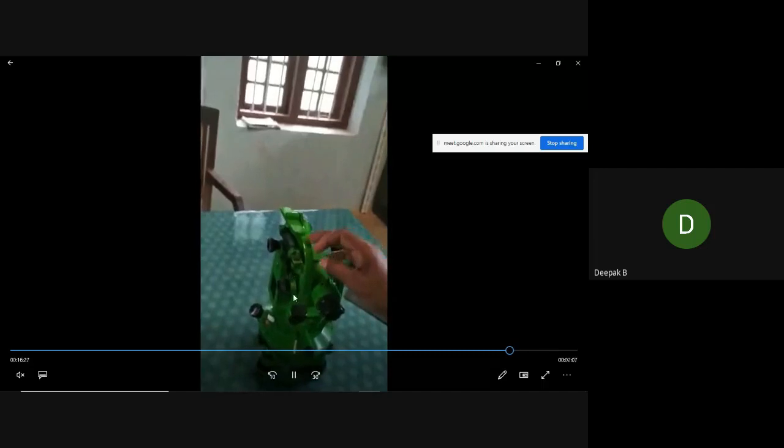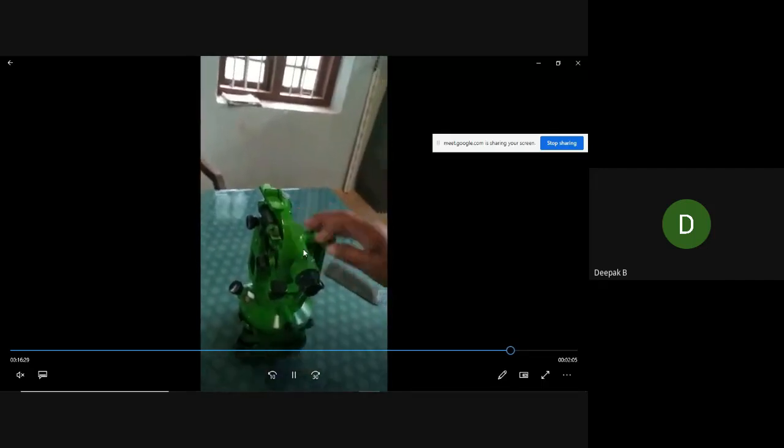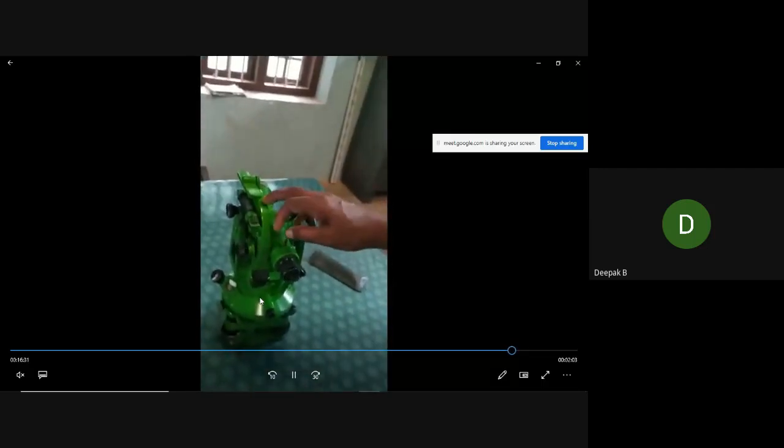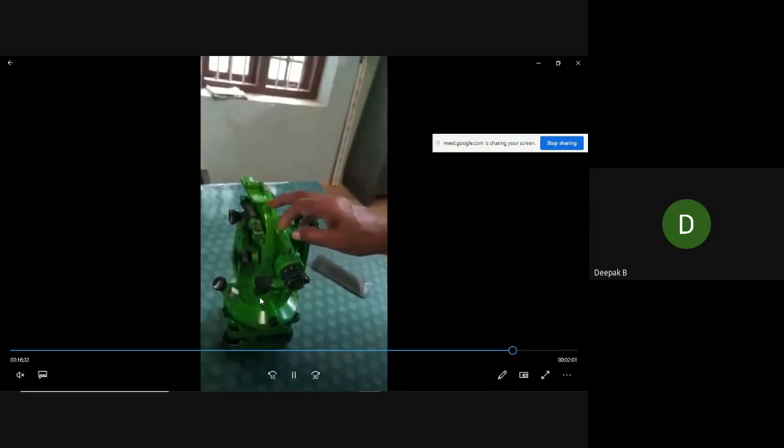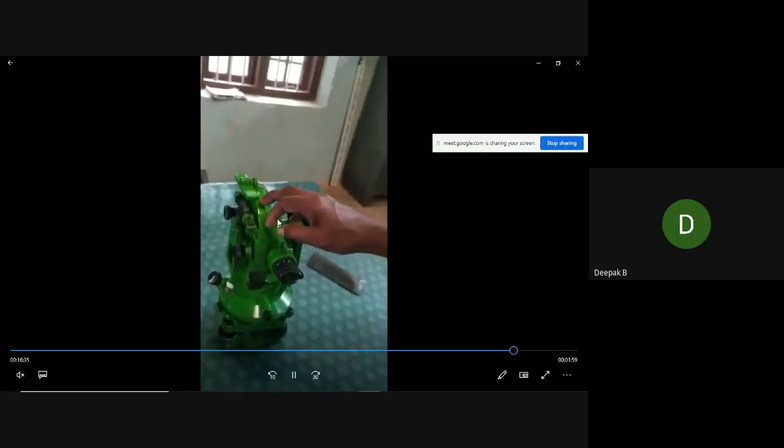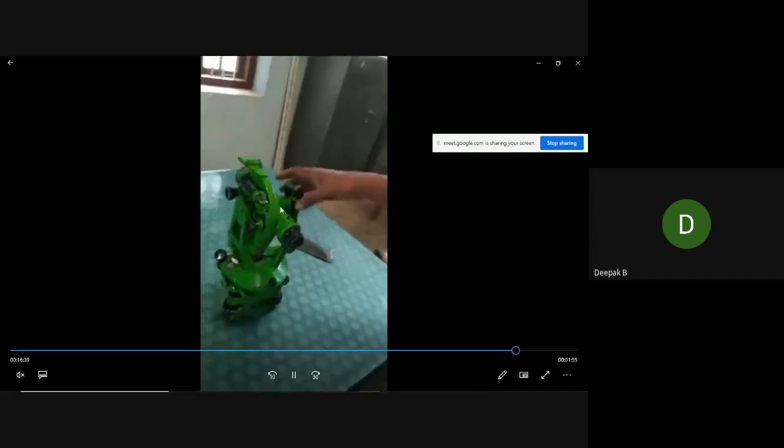Here it is face left. Okay, the circular portion is to the left of the telescope, and yeah, he's explaining that configuration, face left configuration. In this configuration, the swinging will be done only to the right side. Okay, now he's doing the transiting.